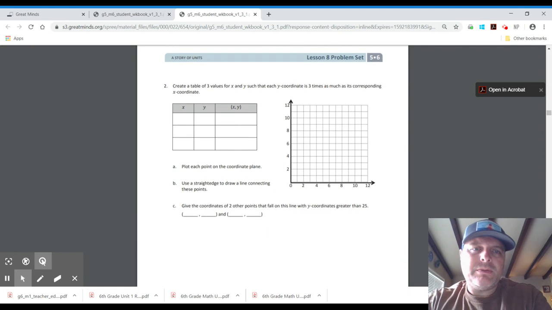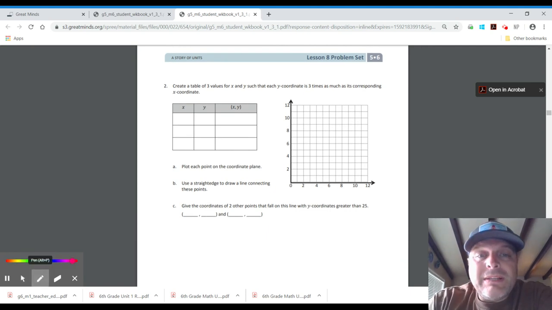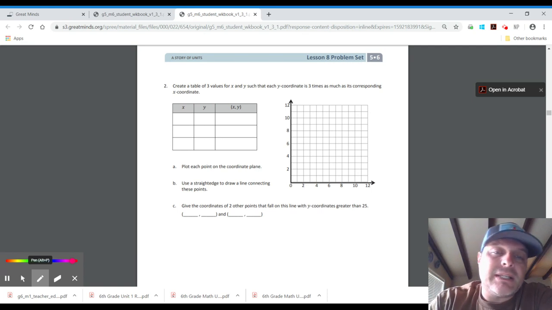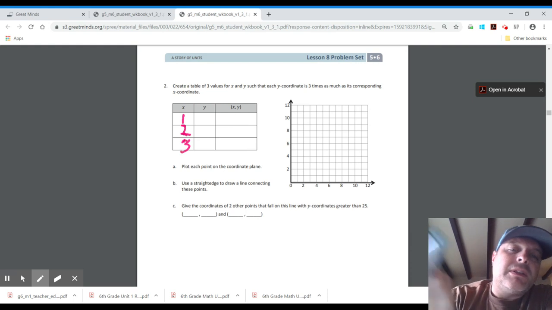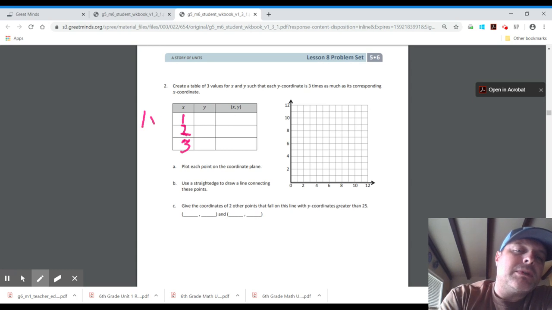All right, number 2 says, we're going to do, I think, the same thing. We're going to create 3 values for x and y, such that each y coordinate is 3 times as much as its corresponding x. So this one's tricky, so 3 times as big. We're going to do the same thing we did earlier. Let's just pick 1, 2, and 3. Why not? But this time the y is 3 times. So we're going to be taking the x and multiplying it times 3.